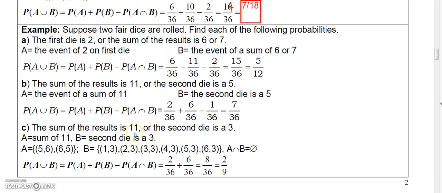And then the last one says the sum of the results is 11 or the second die is 3. Well, on this one, there's 2 ways to get a sum of 11. There's 6 ways to get the second die is 3, but there's no way that you can get both of those simultaneously. So in that case, you would just add the 2 probabilities together, 2 out of 36 plus 6 out of 36, which is 8 out of 36, which reduces to 2/9.